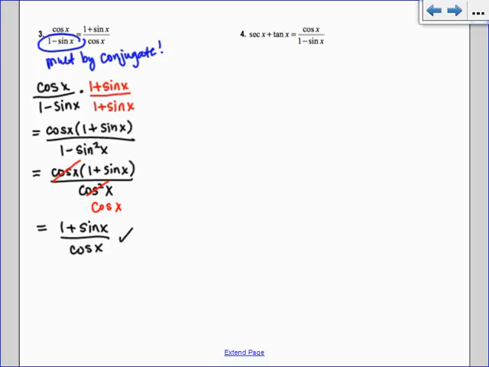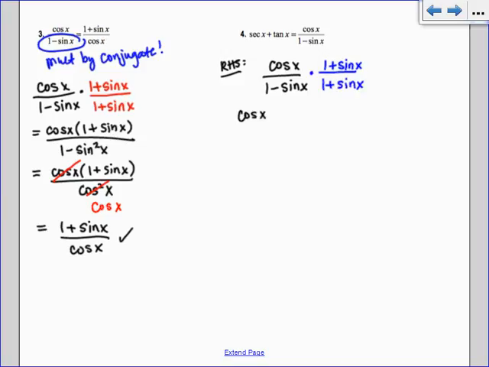Okay, so the next one. We have secant x plus tangent of x equals cosine of x over 1 minus sine of x. You can start with either side, so let's say this time I start with the right-hand side. The right-hand side is cosine of x over 1 minus sine of x. And I just taught you that when you see that 1 minus sine of x, you want to multiply by 1 plus sine of x. So let's try it again.